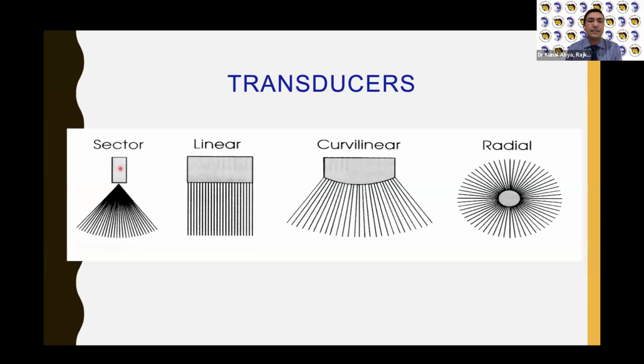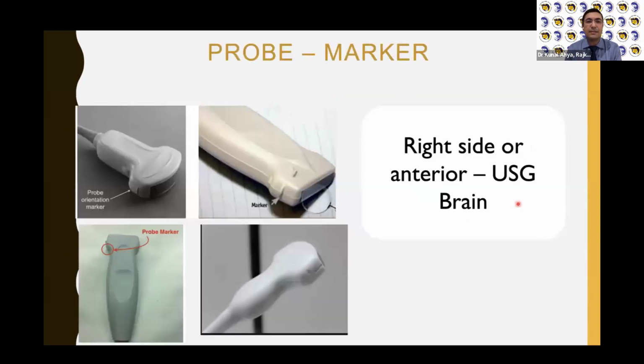What we commonly use is a sectoral probe. You can even use a linear probe for more superficial structures. And sometimes when you are in a crisis, the transvaginal probe, which is a radial probe, can also be used and gives very crisp and clear images.